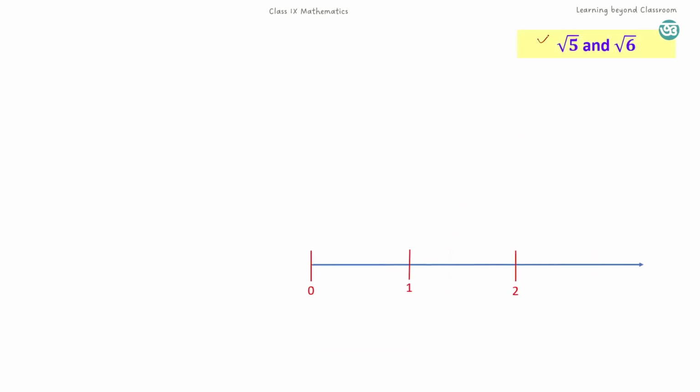Now let us represent root 5, root 6 and even root 7 on a number line. In this number line, from 0 to 2 the total length is 2 units. Suppose this is point A and this is point B, so AB equals 2. Now we draw a perpendicular at point B, that means this angle is 90 degrees. Suppose this point is C, then we join AC. So triangle ABC is a right angle triangle, and BC is equal to 1 unit long.